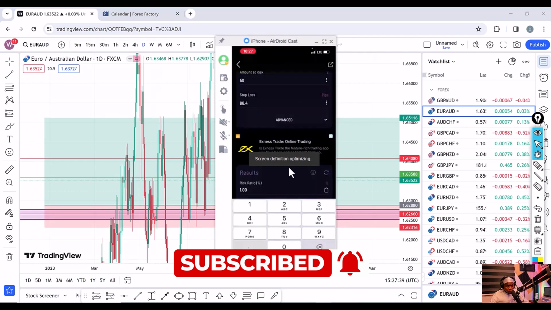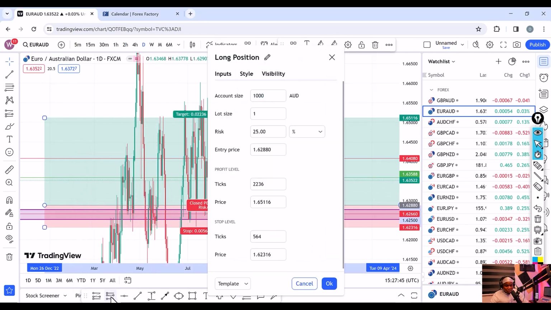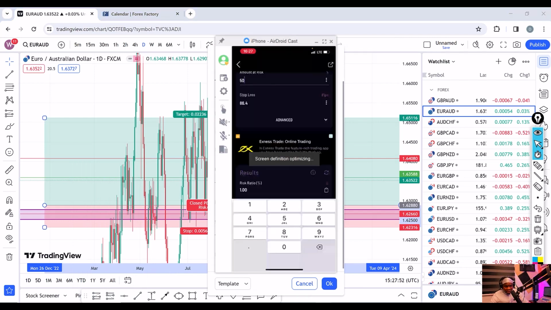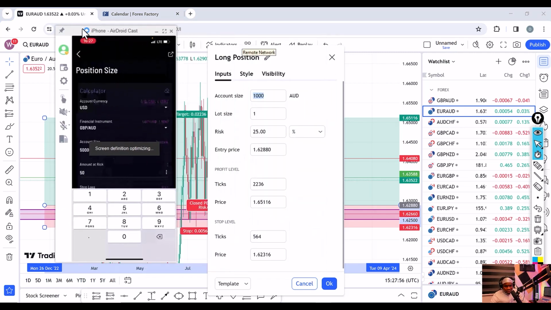So that is that on Euro AUD. Again, how do you determine the lot size to use? Come to settings, input. What is your stop loss? You put it there. Let's do that. So here, let me drag this here.